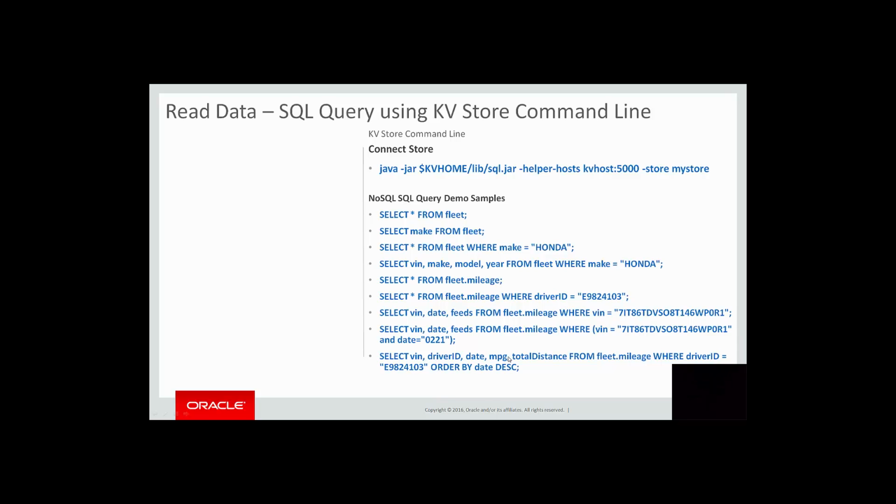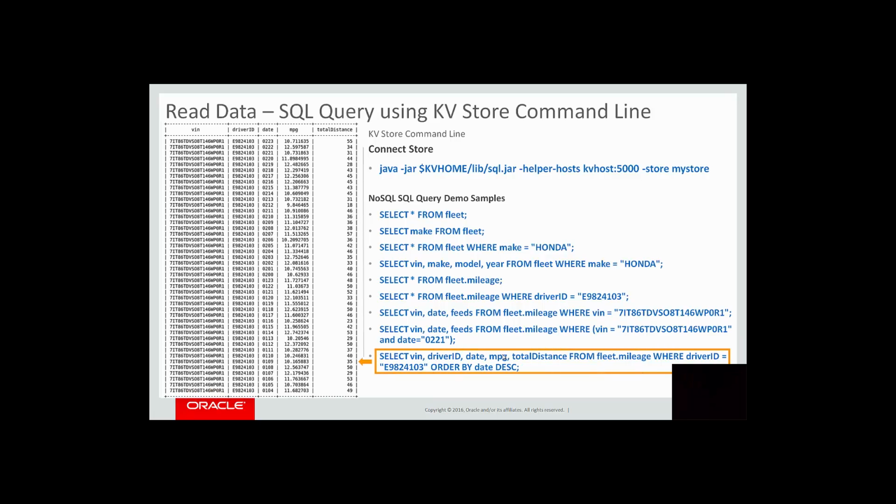So what I'm going to do is to just show the last statement here to make sure it worked, and you should see this kind of result. So we are doing a select on VIN number, driver's ID, date, miles per gallon, total distance from the child table where the driver's ID is this, then order by date in descending order.